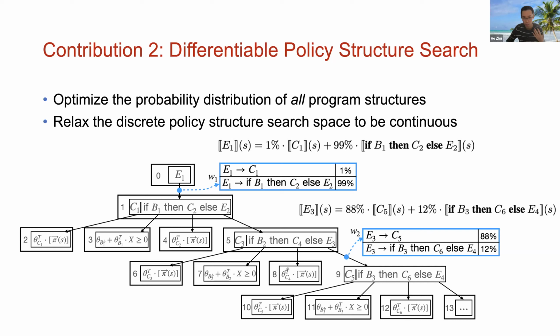We have all the programs in the program derivation tree, and we can also interpret the program derivation tree as a program. The output of the program derivation tree is the normalized output of all the programs embedded in the tree, weighted by the probability. For example, we may have learned that at the very beginning, we only have a 1% probability of expanding E1 to a low-level controller, and a 99% probability of expanding E1 to if then else. We can do this for every categorical choice. The goal is to learn the probability distribution of high quality program structures in the space of programs. So we just relax the discrete policy structure search space to be continuous.